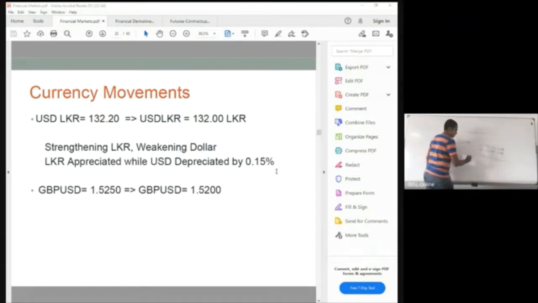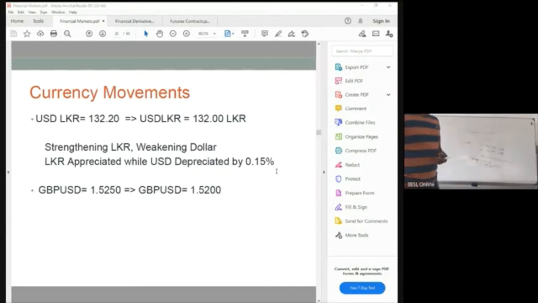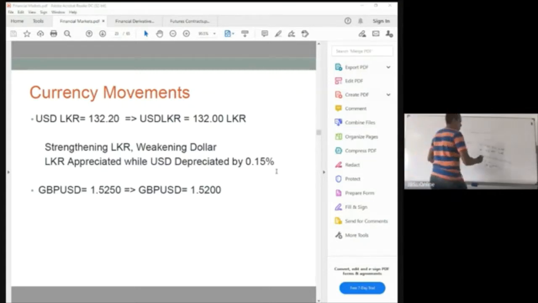The percentage drop will be 20 cents divided by 132.20. What a 0.15% drop.